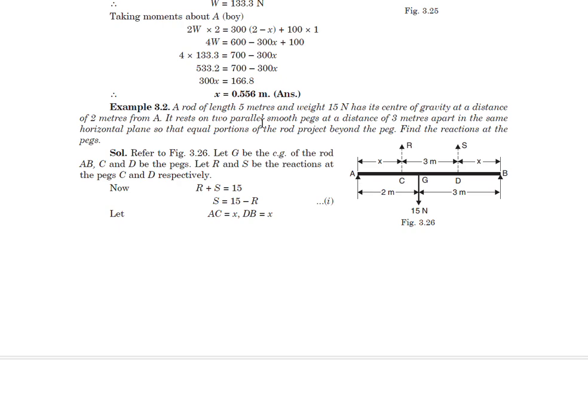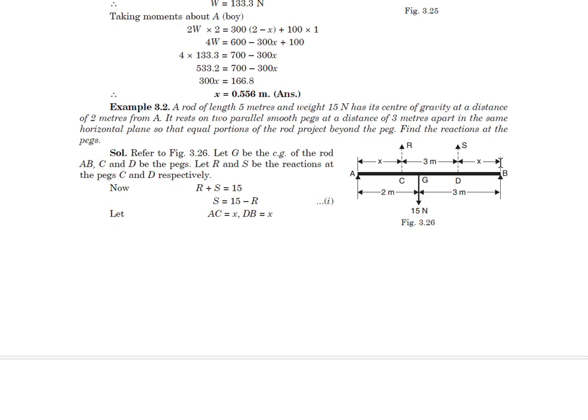So it rests on two parallel smooth pegs at a distance of 3 meter apart in the same horizontal plane, so that equal proportions of the rod project beyond the pegs. Now there are two pegs, one at C and one at D. They are 3 meter apart, and another condition which is given is that this 3 meter span is placed symmetrically. That is, point C is at a distance of x from point A, and point D is again at a distance of x from point B.